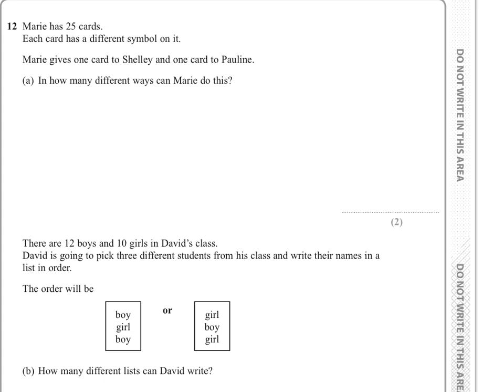Question 12. Marie has 25 cards, and each card has a different symbol on it. Marie gives 1 card to Shelley and 1 card to Pauline. How many different ways can Marie do this? Well, not an easy question if you think too hard.